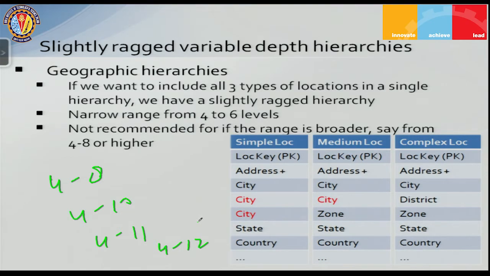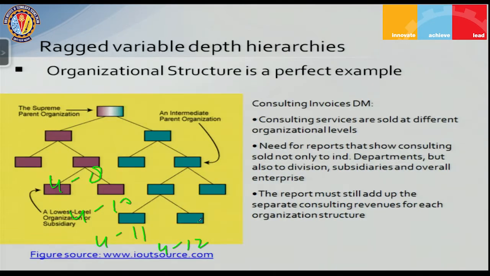Right. And in data warehousing, as I said earlier also, in the dimension tables, your attributes should be well defined, right. So if city appears 10 times, it is definitely not well defined. So this is how we do slightly ragged. Now let me come to the ragged hierarchy.